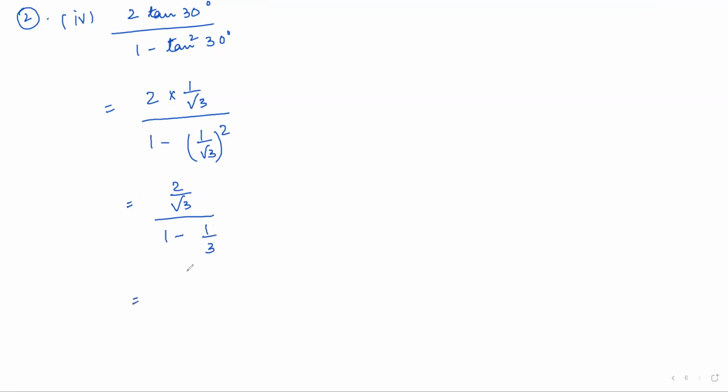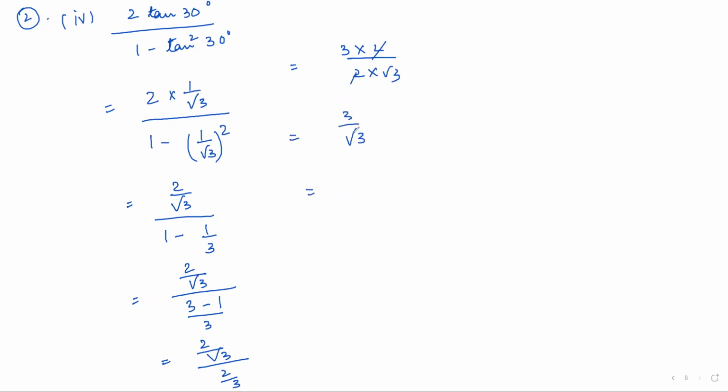Okay. So this becomes 2 by under root 3. Now take LCM. So 3 minus 1. So you get 2 by under root 3 divided by 2 by 3, right? So this will become 3 into 2 and 2 into under root 3. So 2 will get cancelled out. So you get 3 by under root 3. So that means 3 means under root 3 into under root 3. So one under root 3 will get cancelled out and you will get under root 3.